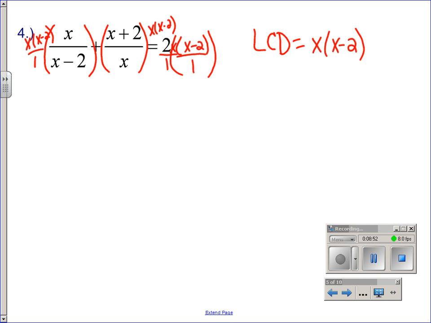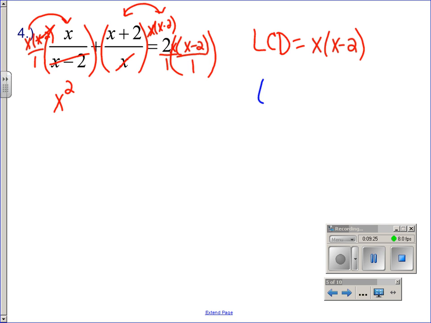So let's look at the first fraction. What can we cancel top to bottom? Correct, the x minus 2's. So then we have what? Just x times x, which is x squared. Looking at the second one, what can we cancel top to bottom? Correct, the x's. So now you have to be careful, because now you have an x plus 2 times an x minus 2.